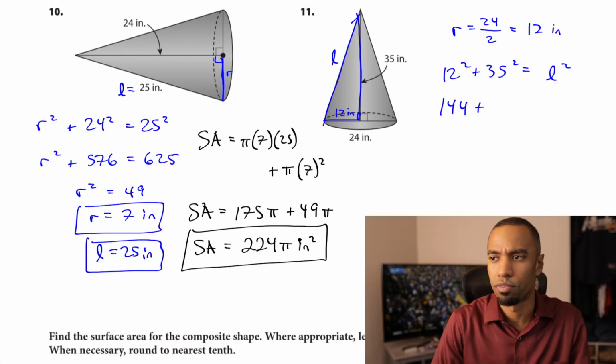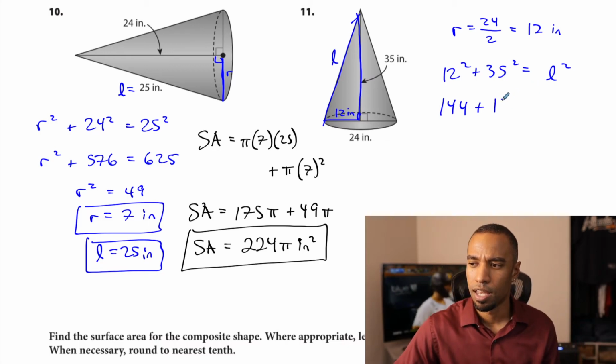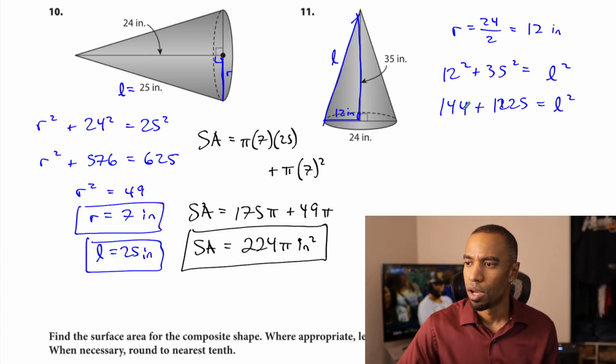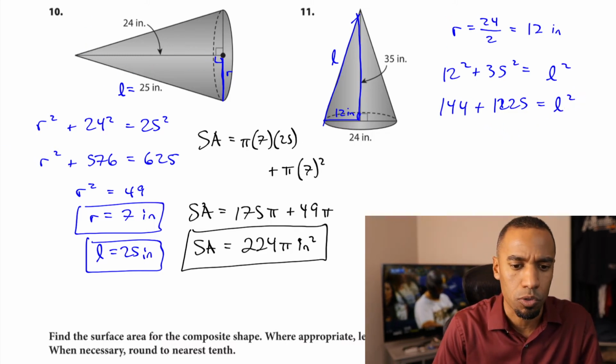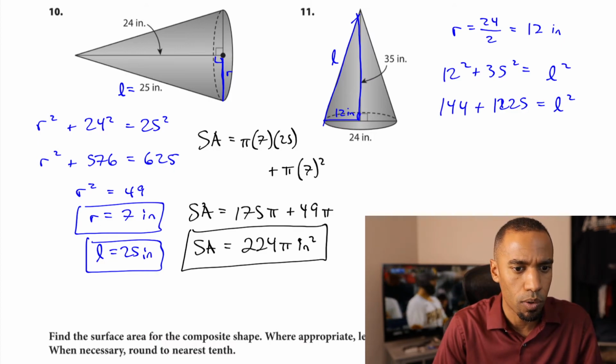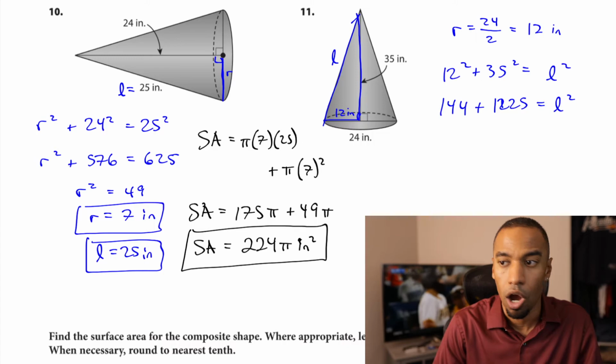35 squared, 1225, plus 1225. And I am going to go to the calculator to see if it is a perfect square when we do all this. We just add them up right now as we're doing this. Plus 144, we're going to get 1369. So is there a square root of that? Is that a perfect square? Oh, it is.